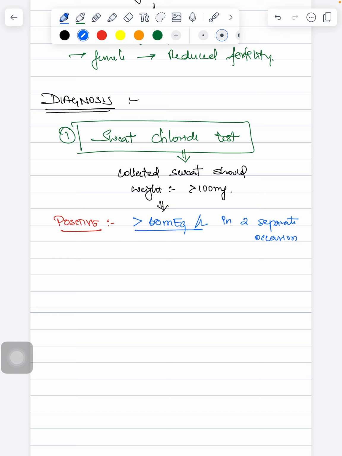Next, we have another term called borderline. When the level is between 30 to 59 milliequivalents per liter, it is called borderline. Next, we have negative. When will you say your sweat chloride is negative? When it is less than 30 milliequivalents per liter, then the sweat chloride test is negative.